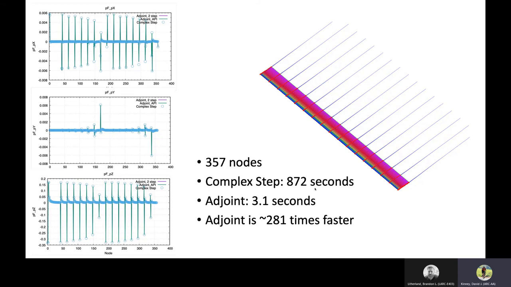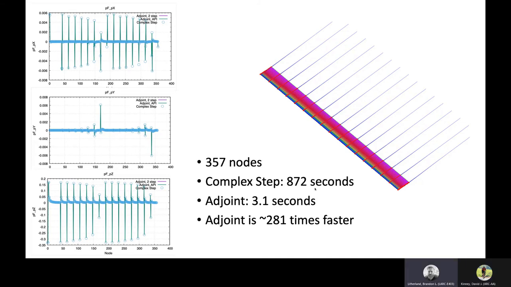In this case, it was done with the API. And this is all done on my laptop. And it took about 3 seconds. So in this case, it's on the order of 300 times faster. And in general, it's going to scale with the number of independent variables that you have to calculate gradients against.